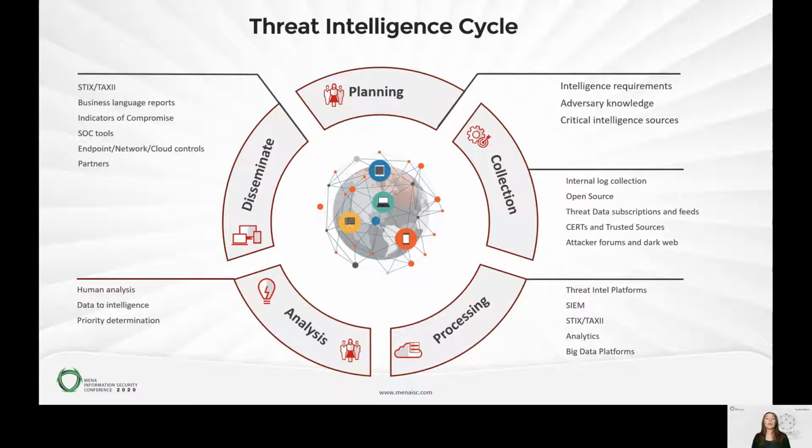And most importantly, we need it to integrate into our SOC tools in order to actually be used and to potentially be leveraged to enhance our endpoint or network or cloud controls, maybe even share with partners, or if we're part of an organization that shares threat intelligence, contributing to that as well.